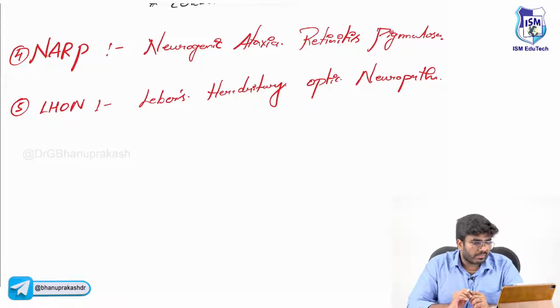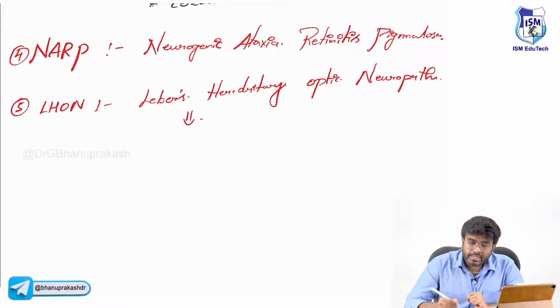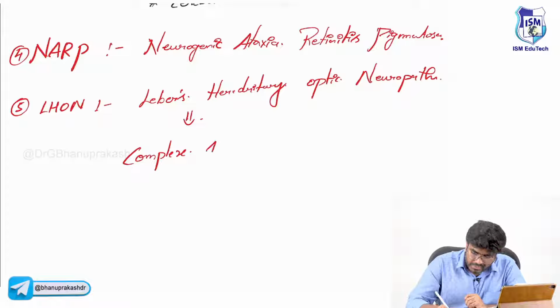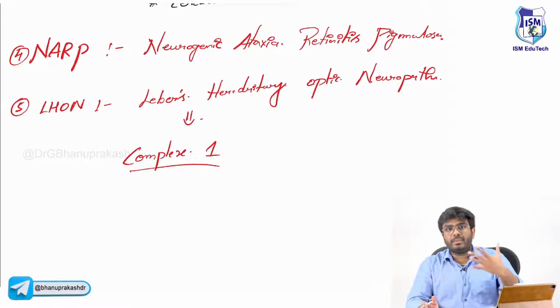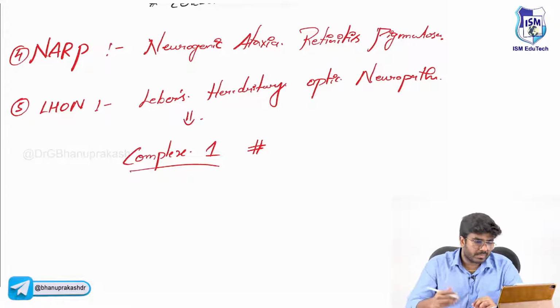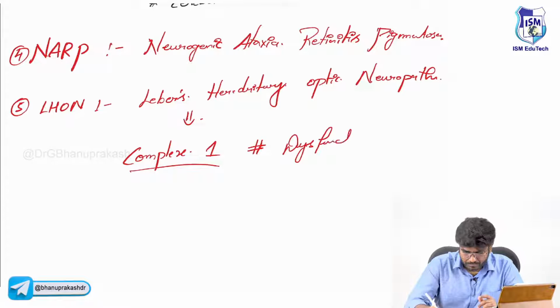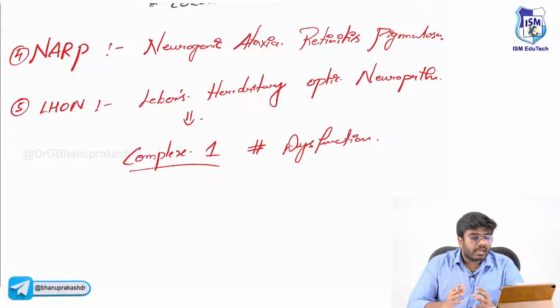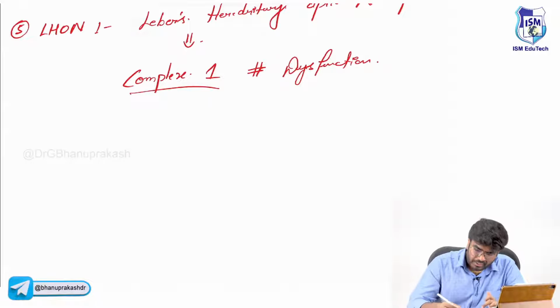Now, an important point which I want you to know for the Central Institute exams. In Leber's hereditary optic neuropathy, complex 1 in the mitochondria, which is involved in the formation of ATP, complex 1, 2, 3, 4, is damaged because of mutated mitochondrial genes. There is a dysfunction of complex 1, and there is cellular death in the optic nerve. MCQ.